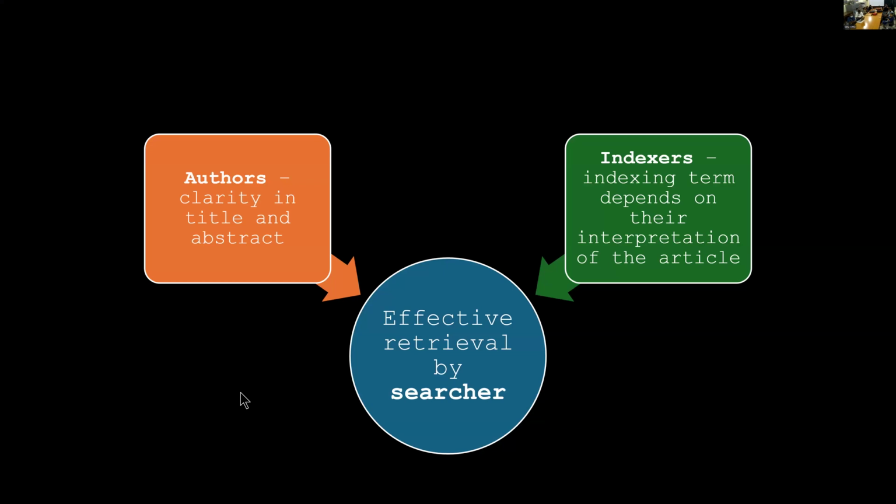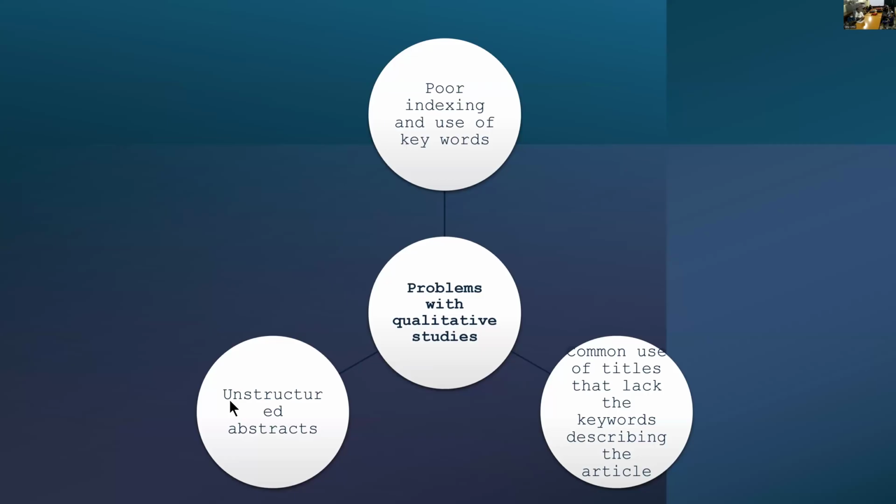So as a searcher, when you want to retrieve articles, it actually depends on whether the authors' title and abstract had clarity. It also depends on the people who indexed it in the database. Have they understood and have they given the appropriate index? So the problems with qualitative studies are, first of all, poor indexing, and there's a lot of problems with the keywords which are actually describing the articles, and sometimes the abstracts are very unstructured. So those are the existing problems right now with qualitative studies.